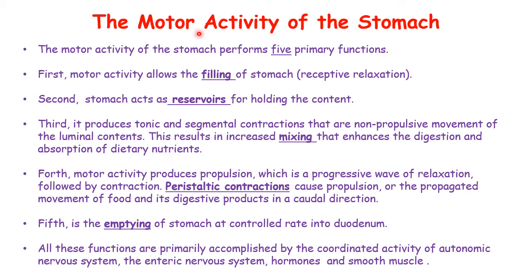So we have different motor activities of the stomach, including the response to food, including the receptive relaxation. Then we have the adaptive relaxation, the mixing, then peristaltic contraction, and lastly emptying. All these are coordinated by the activity of the autonomic nervous system and the enteric nervous system. Also, the role of hormones and the smooth muscle in regulation of the stomach will be studied during this lecture.